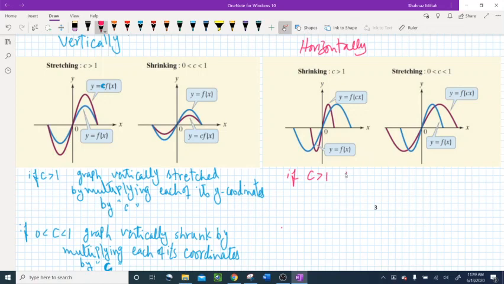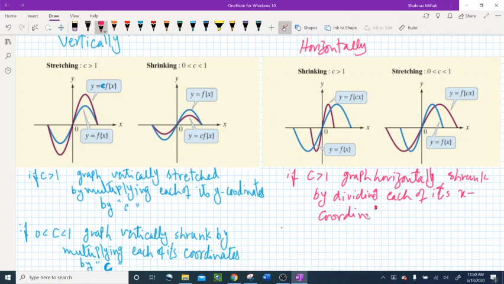It is horizontally shrunk by not multiplying this time, but by dividing each of its x coordinates by c. Did you see I'm dividing here and I'm multiplying up there?